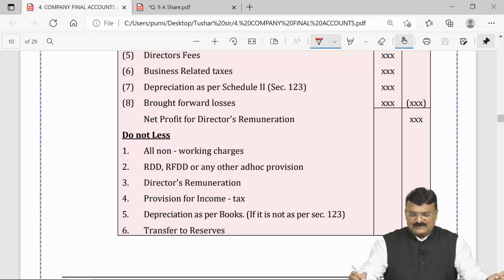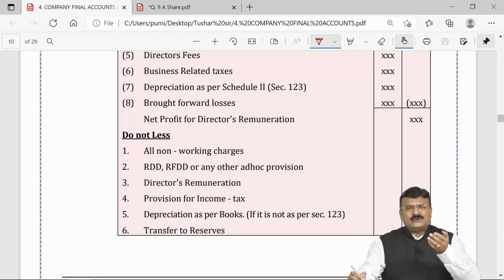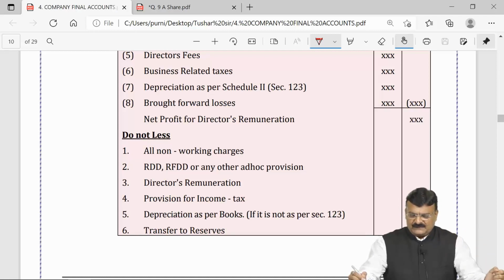Directors' remuneration, because that we are trying to calculate. Provision for tax, depreciation as per books, if they are not as per Schedule 2, Section 123, and amounts transferred to reserves. So those things will not be considered. So this was part 1, managerial remuneration when companies are earning profit.